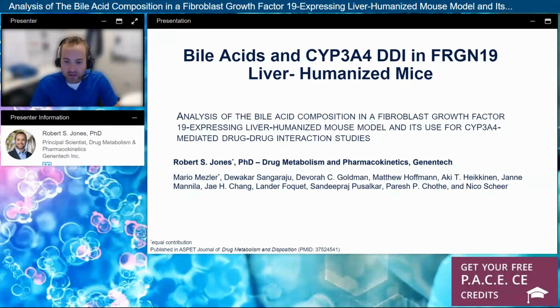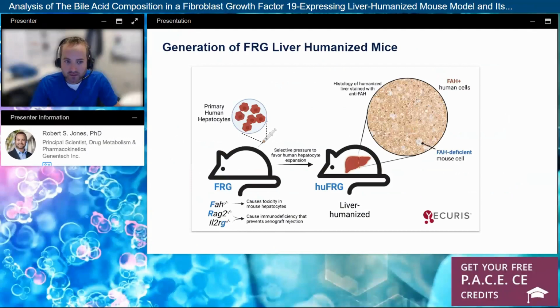So jumping into the presentation, I wanted to start by giving some background for those that aren't familiar with FRG liver humanized mice or humanized mice in general. So humanized mice are just genetically modified rodent models, or mice in particular, where the liver is actually ablated. So the murine hepatocytes are selectively removed and then replaced by primary human liver cells, otherwise known as hepatocytes. In this figure, you can see a summary of this particular liver humanized mouse model, FRG.